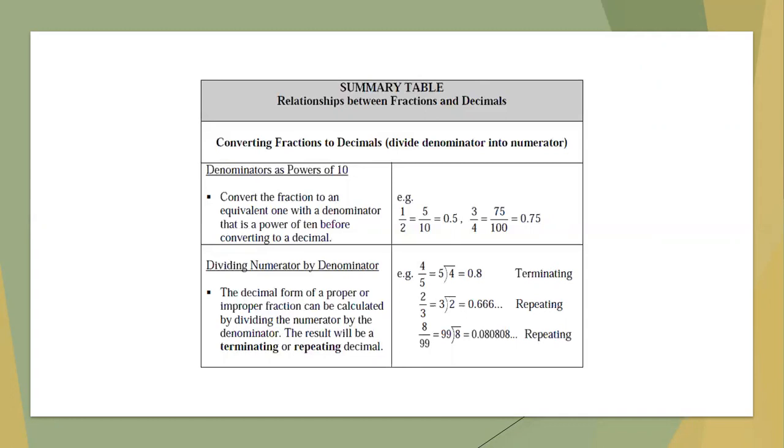2 out of 3, 3 doesn't go into 10. You've got to go ahead and divide it, and it would be 0.66 repeated. And 8 over 99 would equal 0.080808 repeating. So it's a repeating decimal.